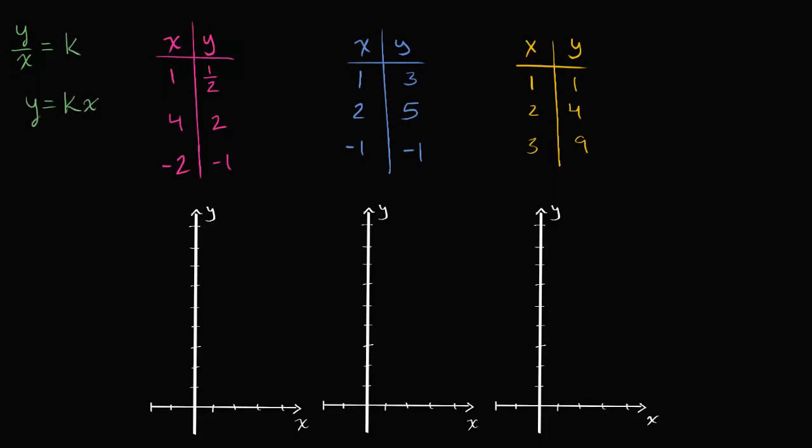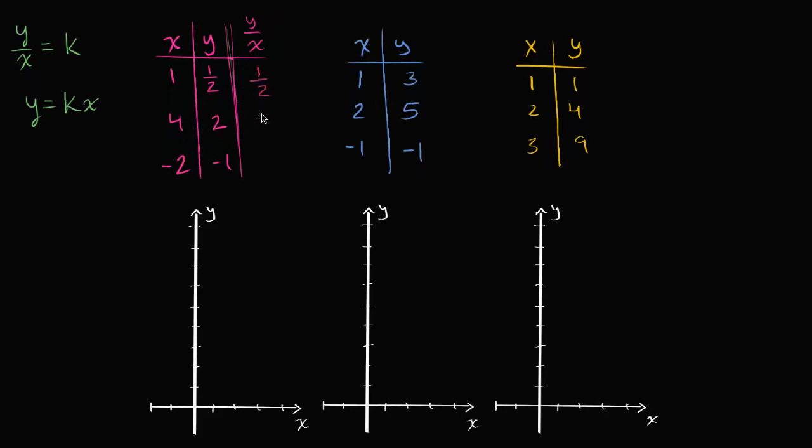So with that out of the way, let's look at these three relationships. So this one over here, let me draw another column here. Let me call this the y over x column. I'm just going to keep figuring out what this ratio is for each of these pairs. So for this first pair, when x is 1, y is 1/2. So this ratio is 1/2 over 1. Well, 1/2 over 1 is just the same thing as 1/2.